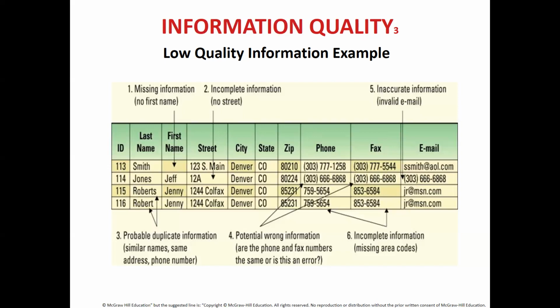Sixth, you have incomplete information, missing area code. Where is the area code missing? Look at this, 303, 303. These are the area codes, and they are missing over here. So definitely it's incomplete information.